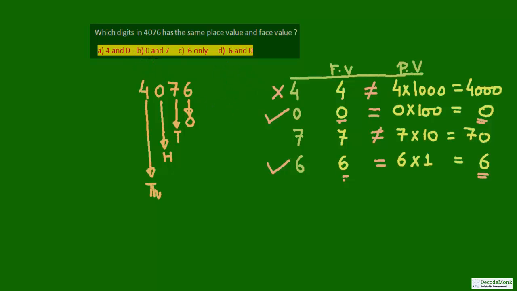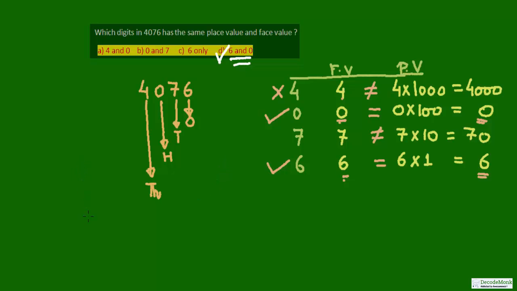So 4 and 0, 0 and 7, option C 6 only. You may be tempted to think that 6 may be the right answer, because 6 has got the face value of 6 and place value of 6. But if you check properly, you can see that 0 has also got the same face value and place value. So this option D, 6 and 0, is the right option.